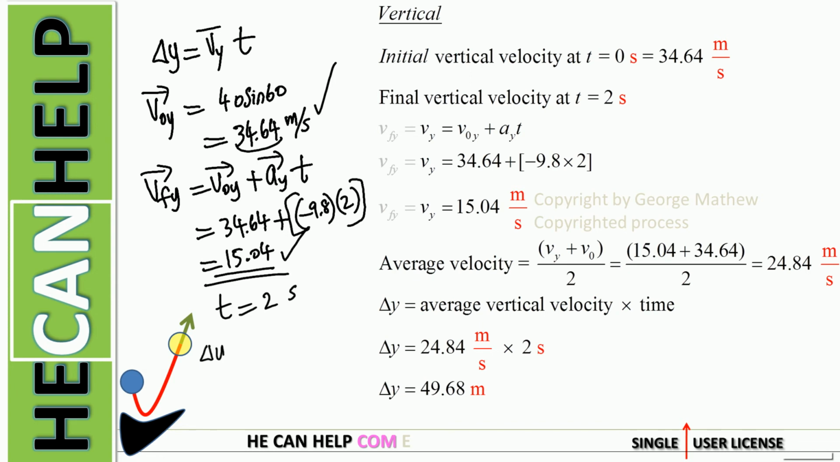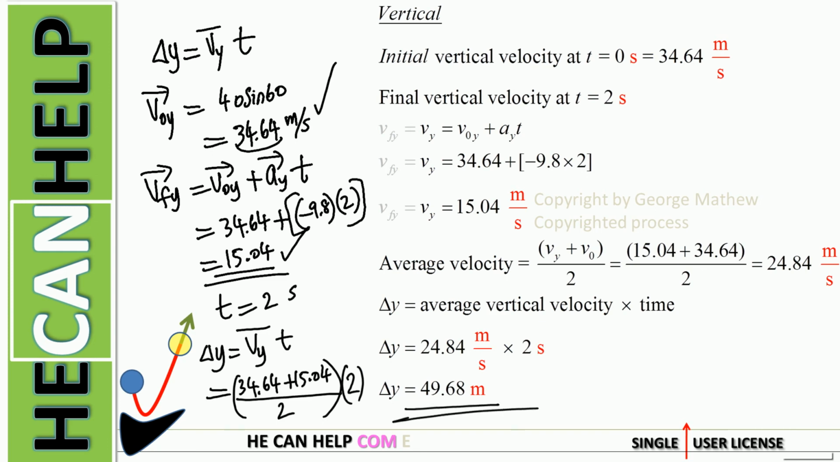Now change in y is equal to average velocity along the vertical times time. Average velocity along the vertical is 34.64 plus 15.04, divided by 2, times time, which is 2. And what do we get? 49.68. That's what I did on the right side.